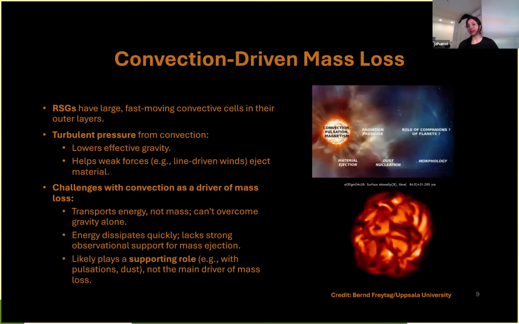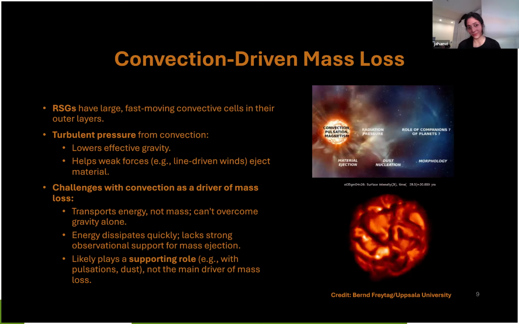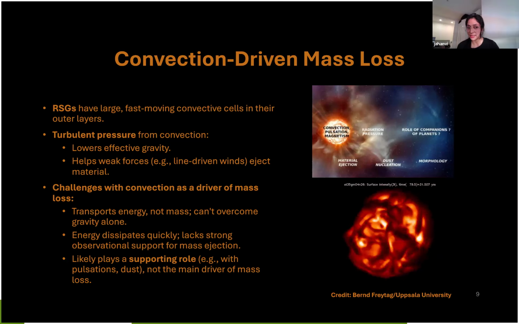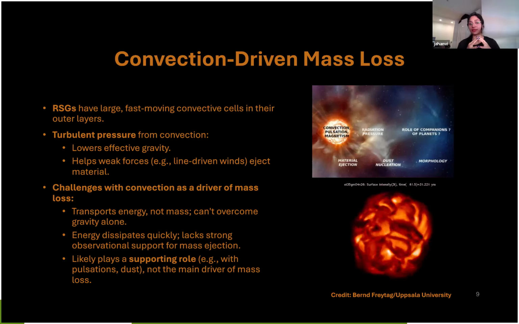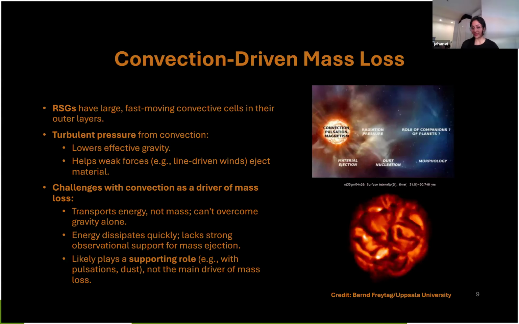Then it takes us to the next theoretical model, which is convection-driven mass loss. What it suggests is that RSGs, which is red supergiant stars, sorry, I'm saying it in short, RSGs, have large, fast-moving convective cells in their outer layer, and this convection creates turbulent pressure, which lowers the effective gravity, and then it helps the weak forces to eject the material.